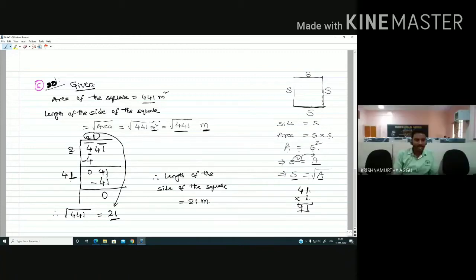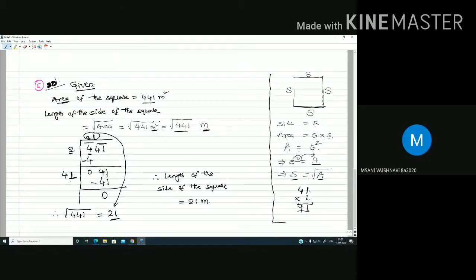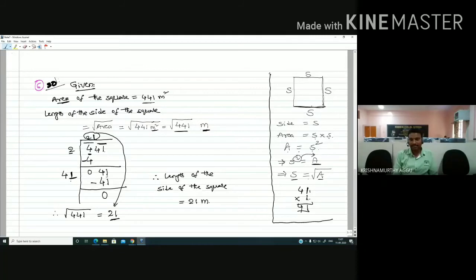Always remember, area is in square units, but the side will be in units only. No squares will come. Take the screenshot now. This is rough work only, for understanding purposes. Okay, you have taken the screenshot.